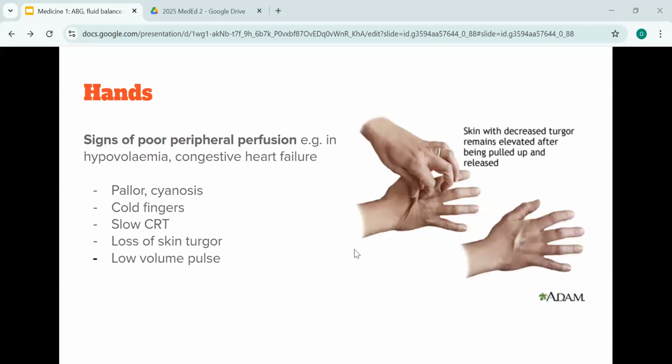Then move on to having a look at their hands. So you want to check their pulse here, check whether it's thready or whether it's bounding. You also need to look for signs of poor peripheral perfusion.